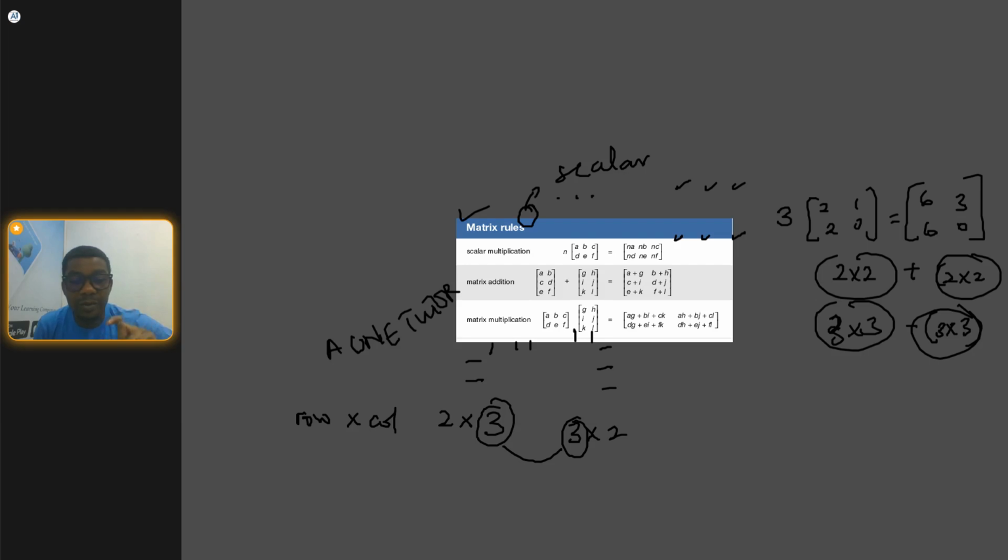So it's the same value. That means you can go ahead to multiply. But if it is different, no need of solving anything. The answer will be undefined. So the column of the first matrix must be the same as the row of the second matrix before you can perform the multiplication of a matrix. So that is the recap of what we did in the previous class.